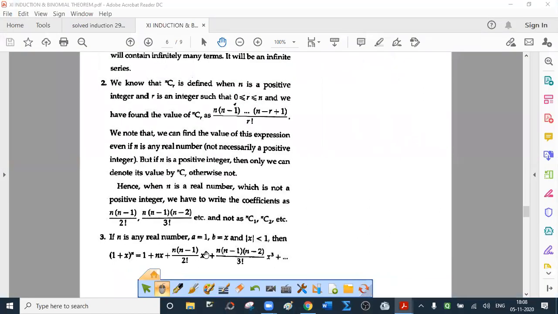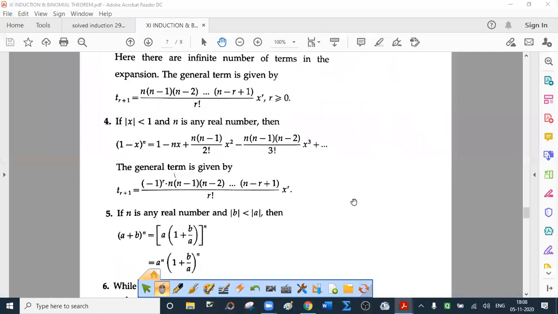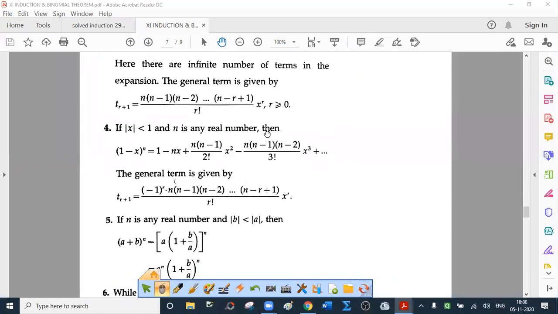Okay. Yes. So you have to remember this. (1 plus x) raised to n is 1 plus nx plus n into n minus 1 by 2 factorial x square plus n into n minus 1 into n minus 2 upon 3 factorial x cube and so on. Here there are infinite number of terms in the expansion and the general term is this. If you can remember this, fine.